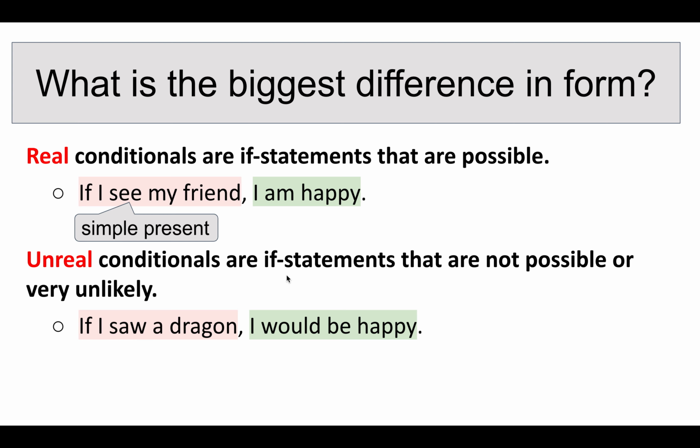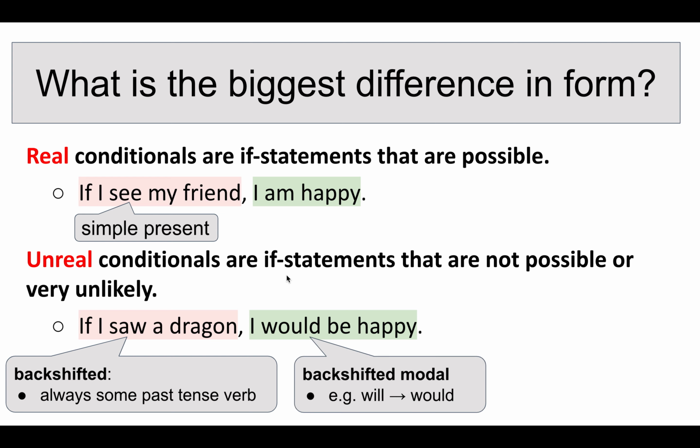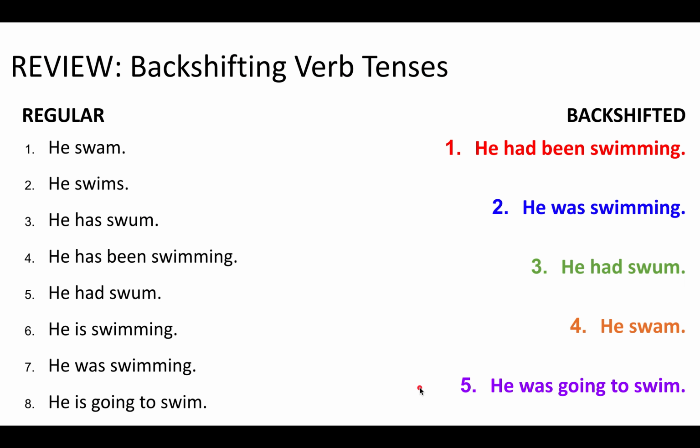On the other hand, the unreal conditional uses a backshifted verb. It's always some past tense verb that has been backshifted. Also, the modal is a backshifted modal. So we don't say will, we say would. Okay? Let's look at how we would backshift verbs.